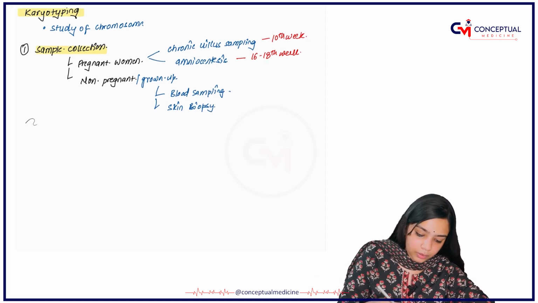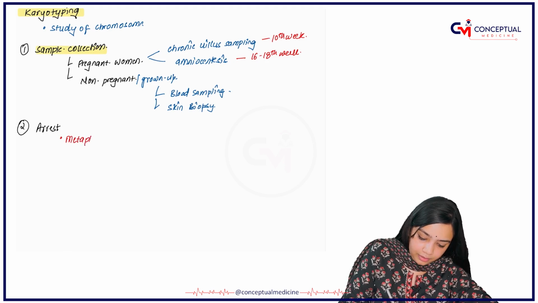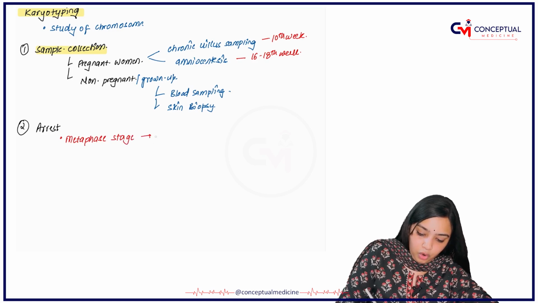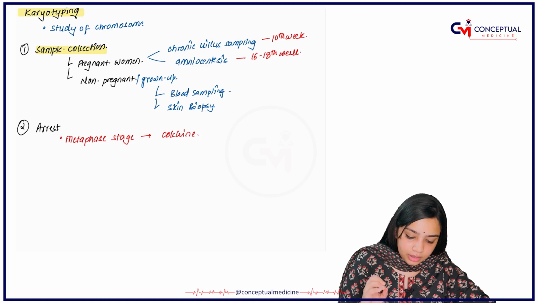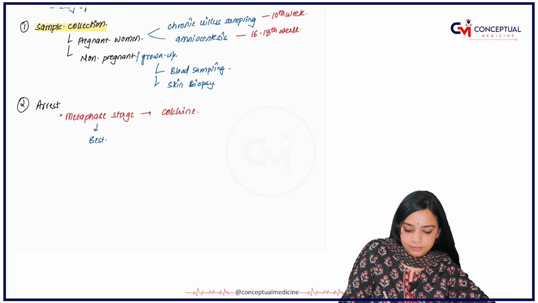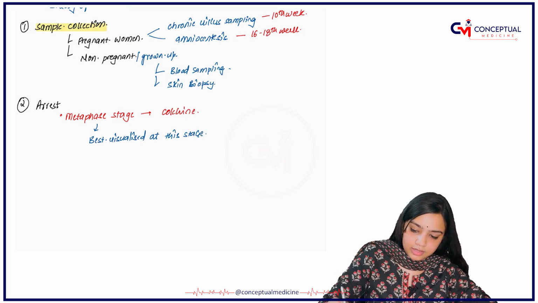Now, the second thing that you need to understand is the chromosome arrest. Chromosomes are basically arrested at the metaphase stage with the help of colchicine. What is colchicine? It is basically a plant derivative. And the chromosomes are best visualized at this stage.